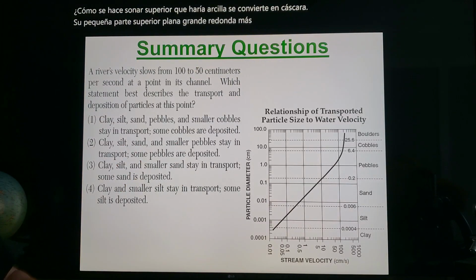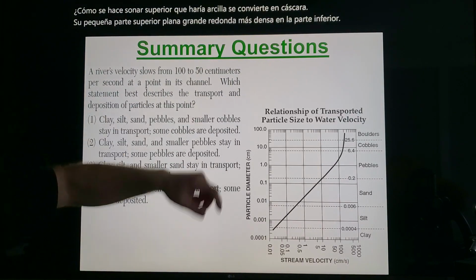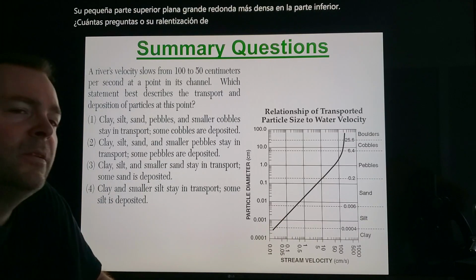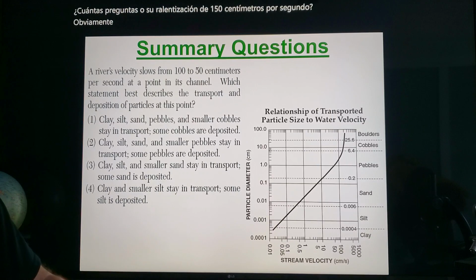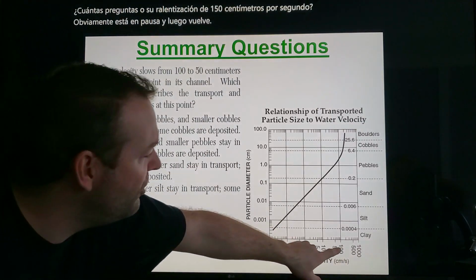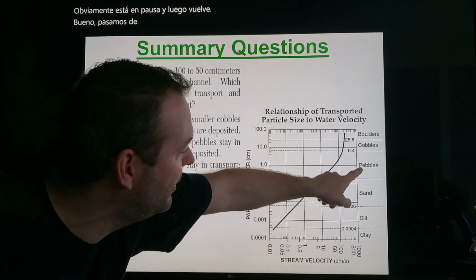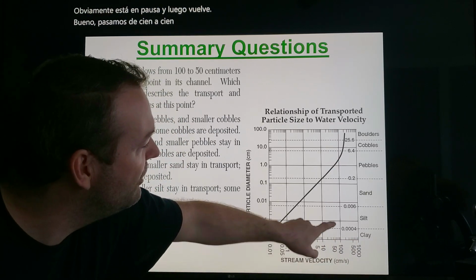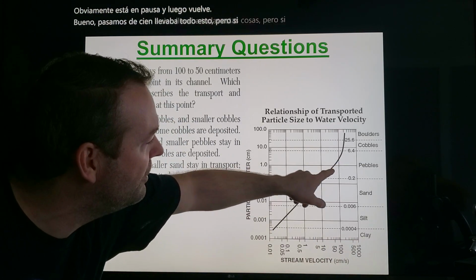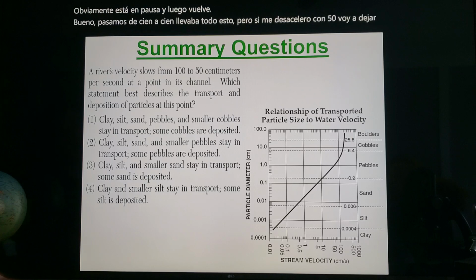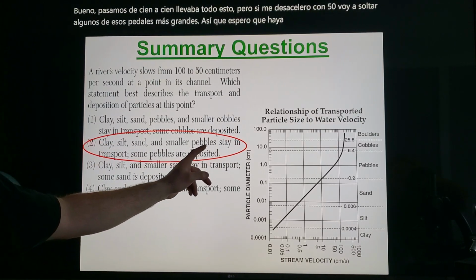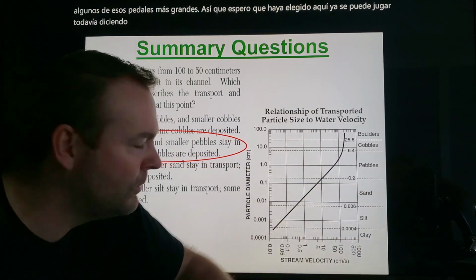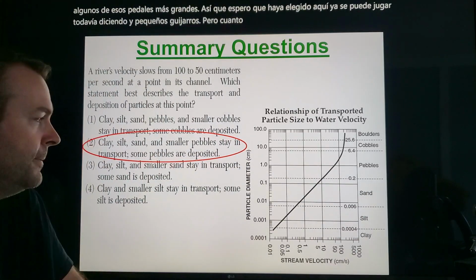All right, couple summary questions. A river flows from 100 to 50 centimeters per second. Take a few minutes and crank on these, obviously. Hit pause and then come on back. Well, if we go from 100, 100 was carrying all of this stuff. But if I slow to a 50, I'm going to drop some of those bigger pebbles. So hopefully you chose here, you're going to carry clay, silt, sand, and small pebbles, but the bigger pebbles will drop out. They'll become deposited.